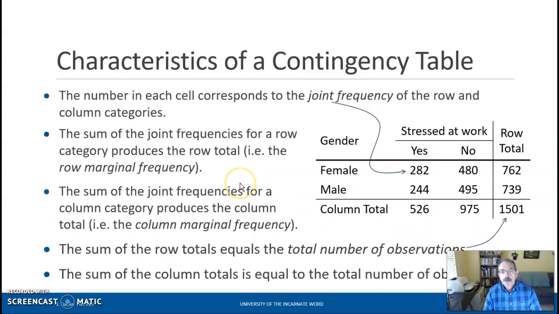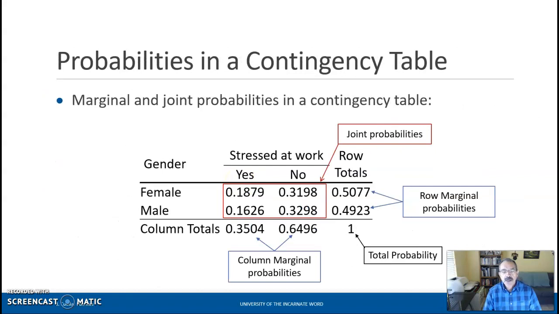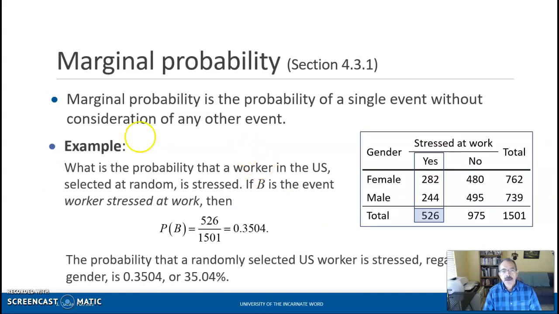All right, I'm going to stop here. In the next segment, we're going to talk about other probabilities that are calculated from contingency tables.